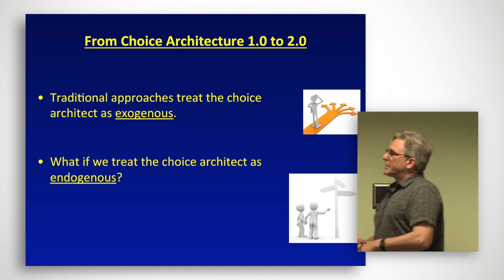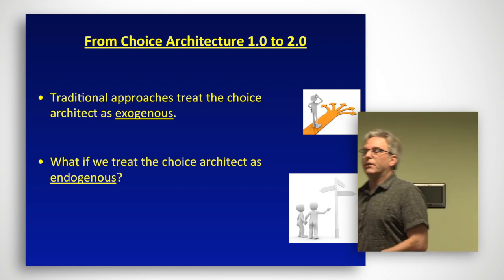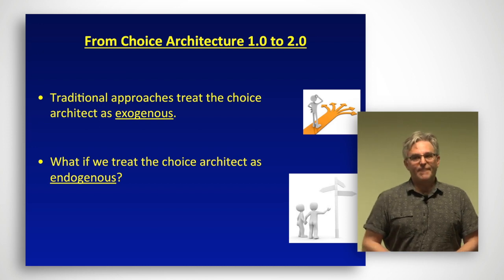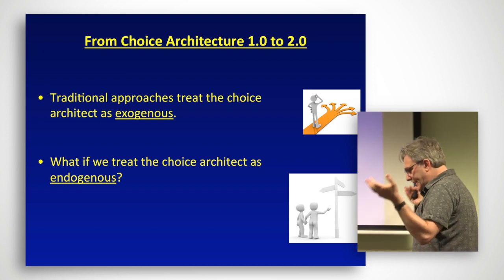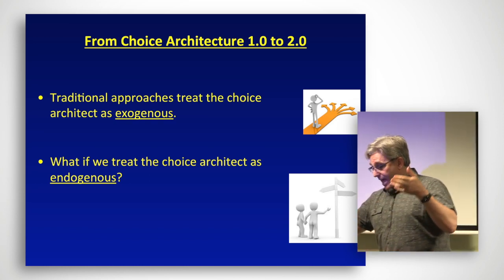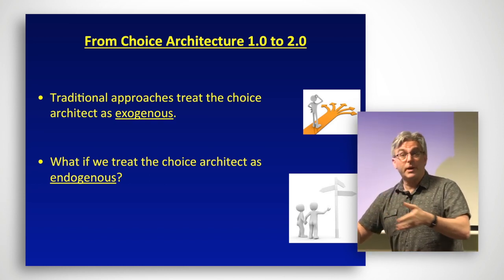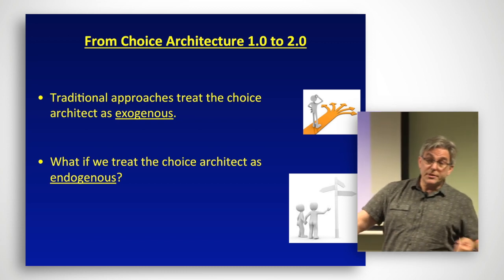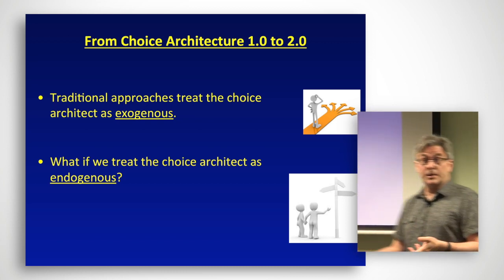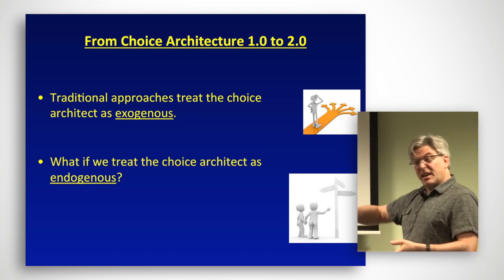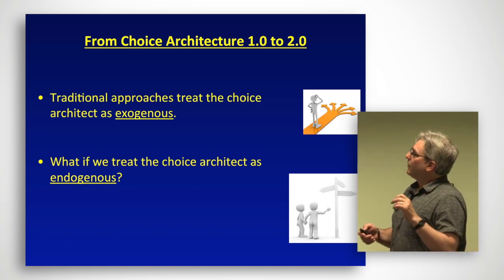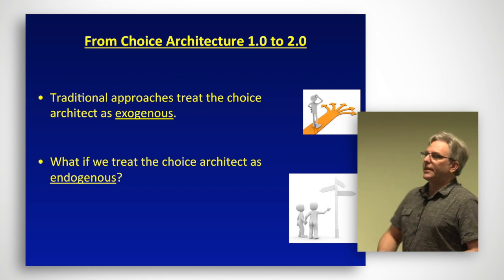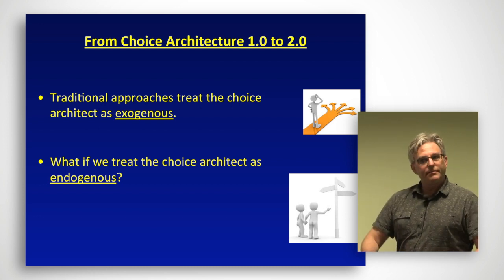Traditional approaches to choice architecture treat the choice architect as exogenous, outside the system. What I'm looking at is, I know some psychology or behavioral economics. I introduce a particular way of describing options or eliciting preferences or whatnot. And I take that as coming from the outside, and I look at how that influences people's behavior. What happens if we treat the choice architect as endogenous, as part of the system?